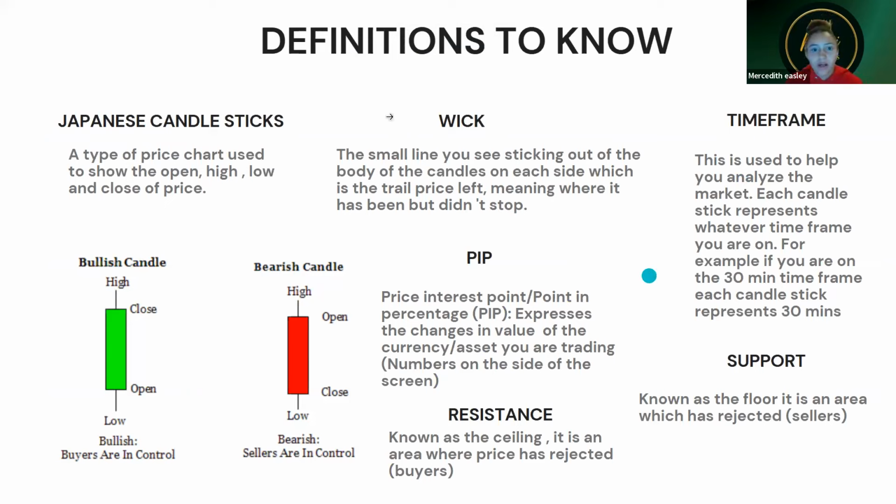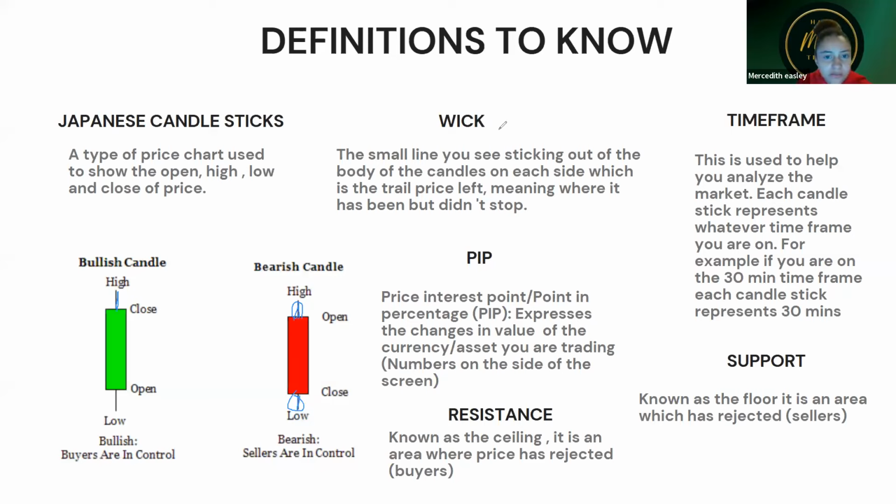All right, going. So you have something called a Japanese candlestick. A Japanese candlestick is a type of price chart used to show the open and close of price. I have a bullish candle. This is the close, this is the open. If you have a bearish candle, this is the open and this is the close. Keep in mind the wicks are the small lines sticking out of the candlestick body. That's how high price got, but it didn't close there. This is how high price got, but it opened here. Or this is how low it got, but it closed there.